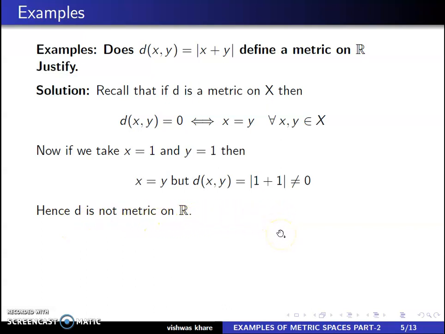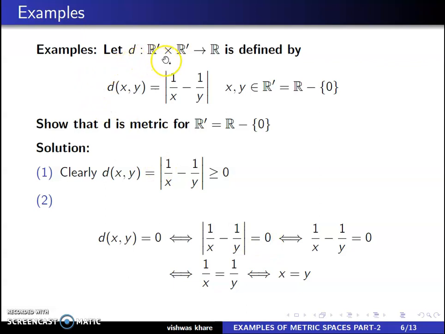In the previous 3 examples, we have seen that this property is violated. But it is not necessary that in every example you will find that this property is violated. Recall, if d is a metric, then there are 4 properties which should be satisfied. So if any of those 4 properties is not satisfied, then we will say that d is not a metric on a given non-empty set X.